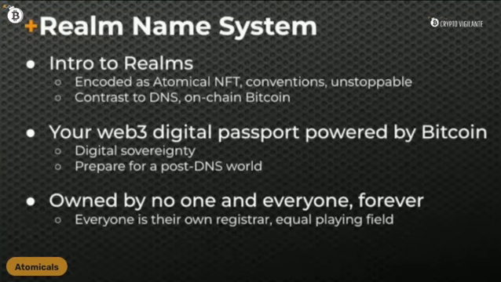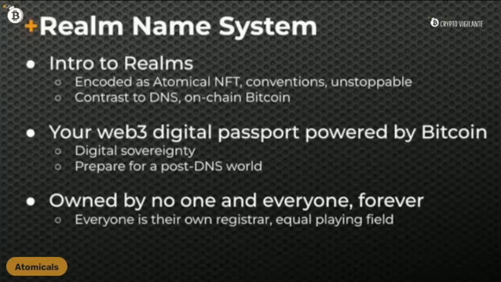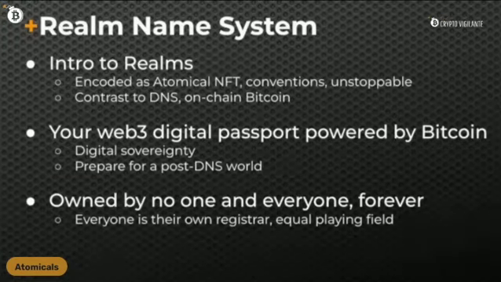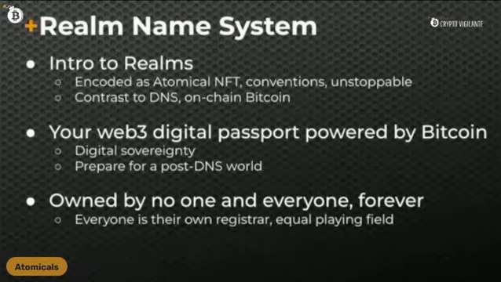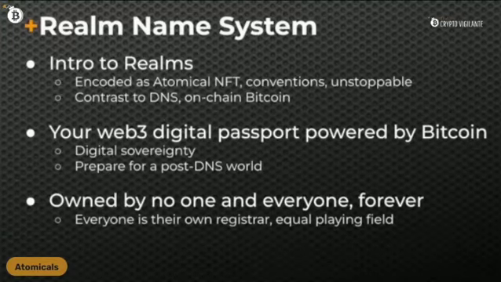It's not DNS. It doesn't have DNS suffixes like .com or .net. It uses the plus to indicate that we're in a completely different universe, a completely different dimension, built from the ground up for the Bitcoin native world. This is your Web3 digital passport powered by Bitcoin. It's digital sovereignty. It allows us to prepare for a post-DNS world.